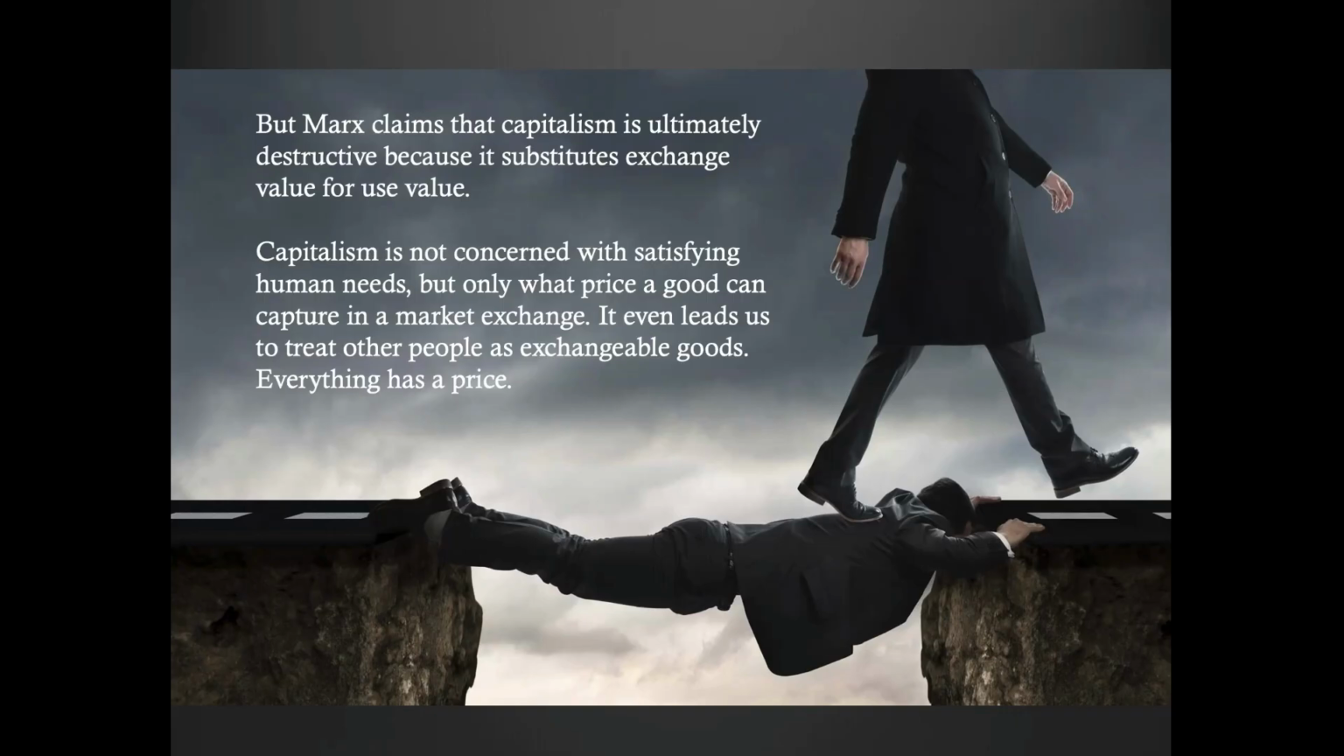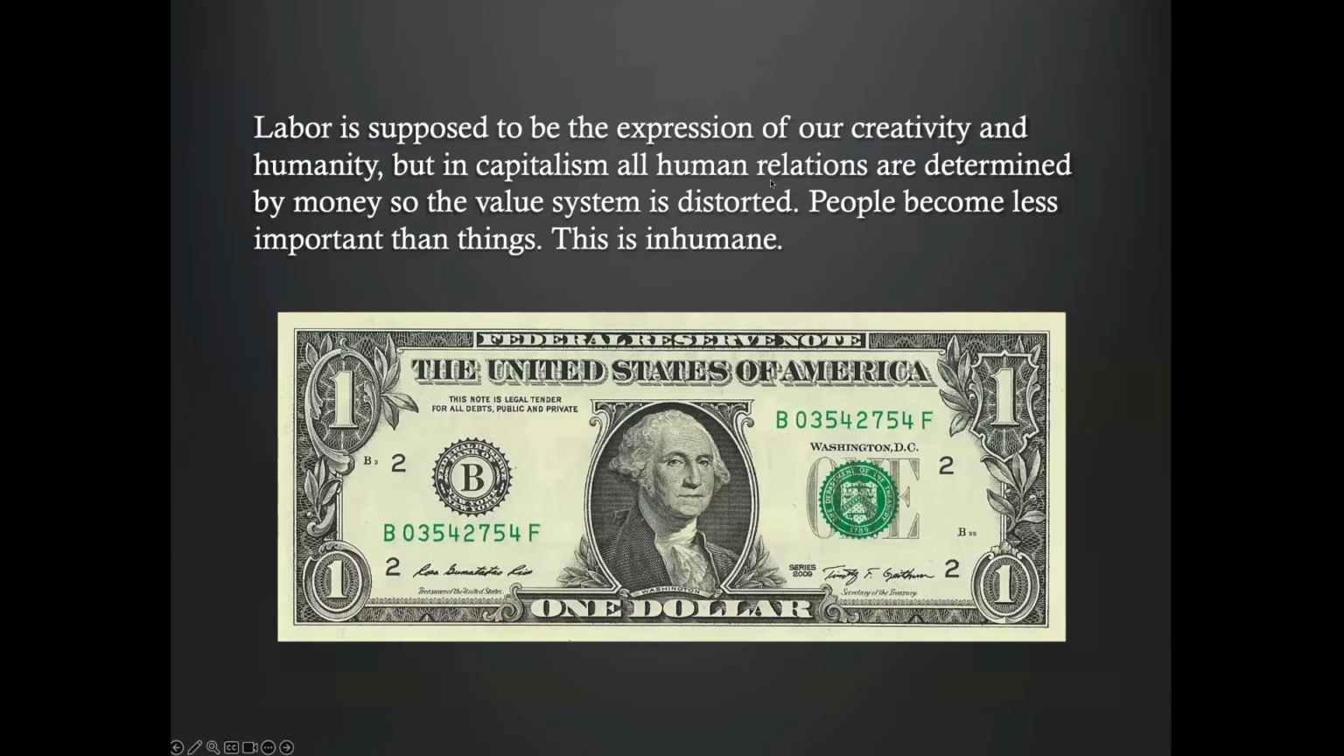In capitalism, everything has a price because everything can be exchanged for money. And that's really at the core of what Marx is talking about. Goods aren't about what they can be used for. What I produce is valuable because it can be exchanged for money. And that's a kind of perversion for Marx, really is. Labor is supposed to be the expression of our creativity and humanity. But in capitalism, all human relationships are determined by money, so the value system is distorted.